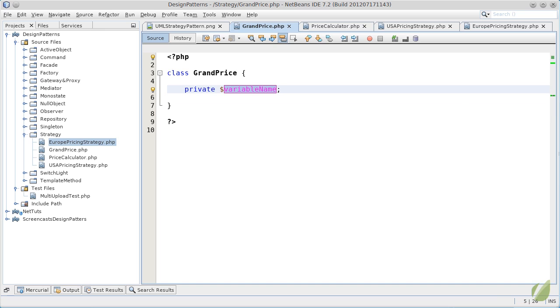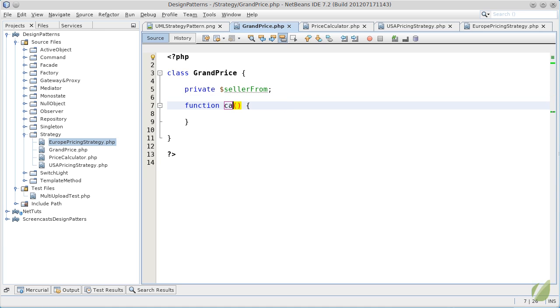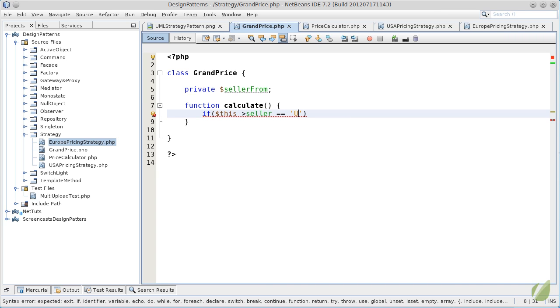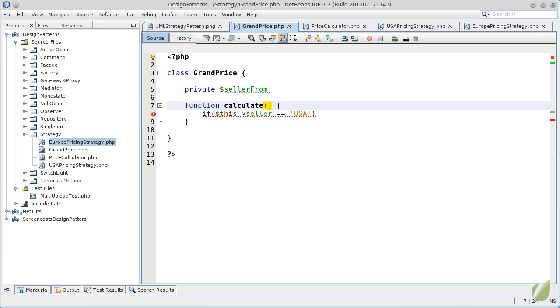Use a private variable seller from, defining the place where the seller is. Then our function calculate will base its logic on the place of the seller. If the seller is from USA, we will have a set of logic. If it's from somewhere else, we will have other logic. Let's say that we also get the price as a parameter.